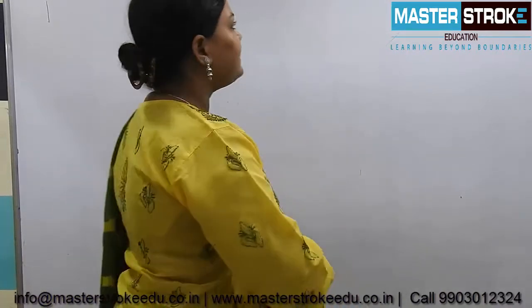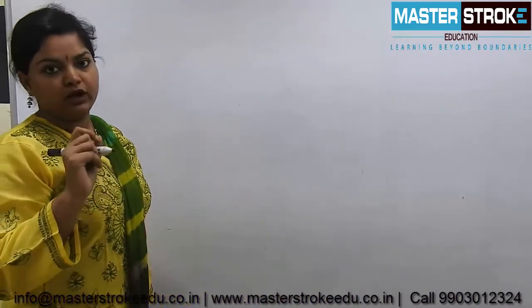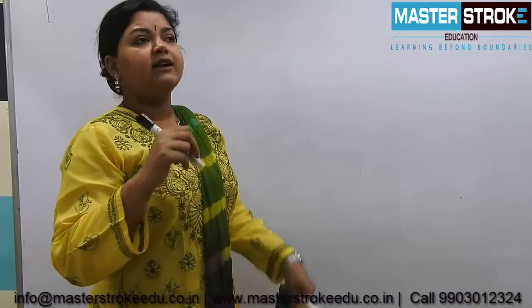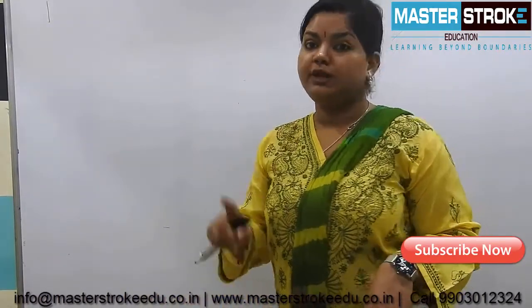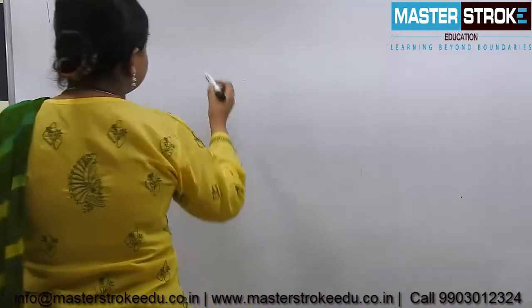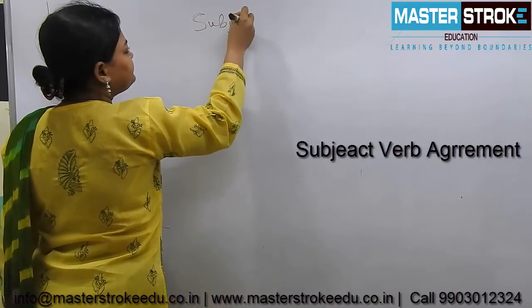For example, I am going to talk about a very basic topic of grammar which a lot of students get wrong. It's so simple that it's very easy to miss. But if the concept is clear, then you will not make these very small silly mistakes which cost students a lot of marks. This one is called subject-verb agreement.